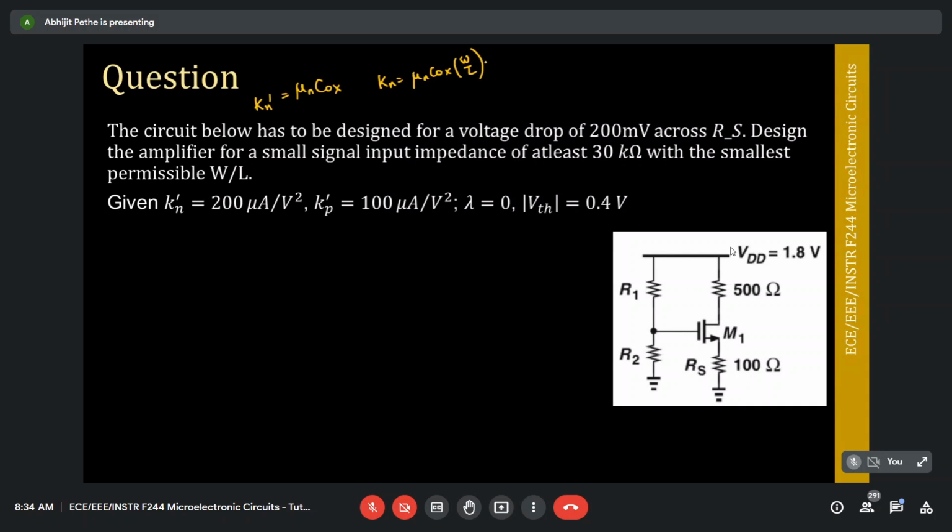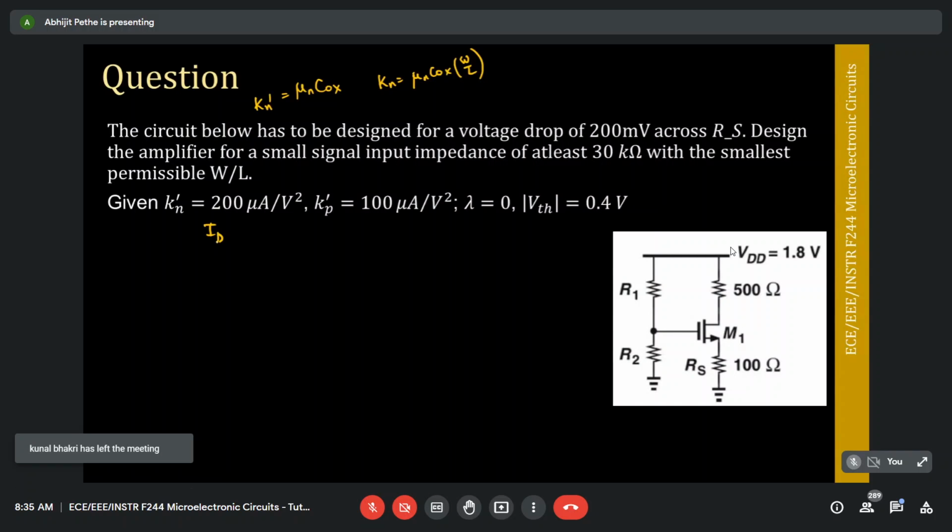Is it 8.264? What is that? W by L. I got a different number. So is it 7.8125? Okay, I got different numbers. Let's see if I got it right.